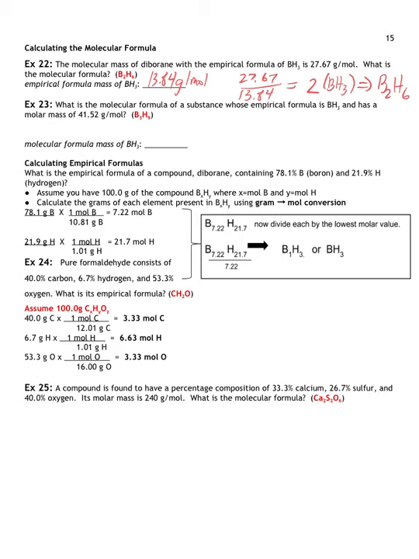In example 23, what is the molecular formula of a substance whose empirical formula is BH3 and has a molar mass of 41.52? Hopefully you'll pause and work through this problem the same exact way as you did in example 22, but with, of course, a different molecular mass. And when you unpause, you'll see my answer key. So here is my answer key.